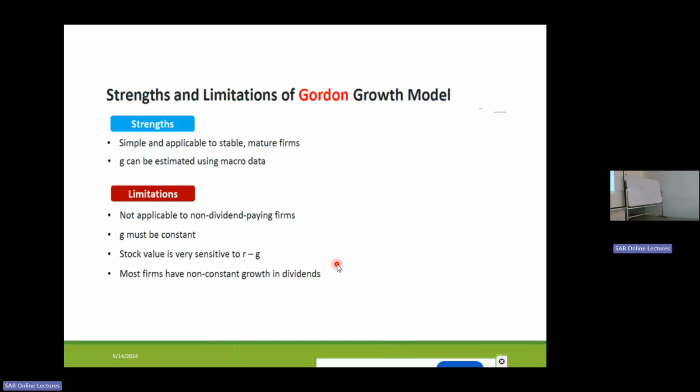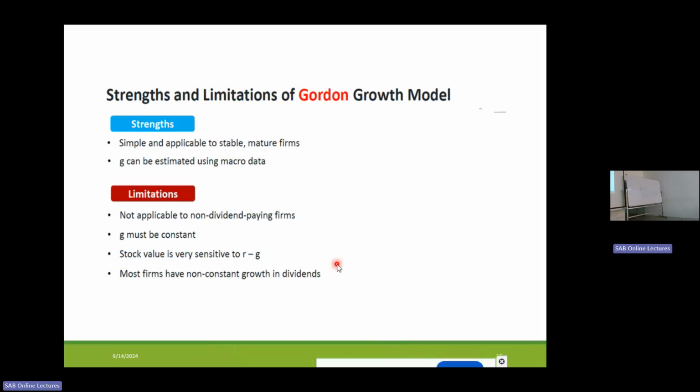So that is normally positive. Theoretically, we say that the required rate of return is greater than the growth rate, because the required rate of return includes both the dividend yield and the capital gain yield. So normally this is a large number, and this difference should be positive when we apply the constant growth model. Value is highly sensitive to this number. So that is also a limitation in the constant growth model.